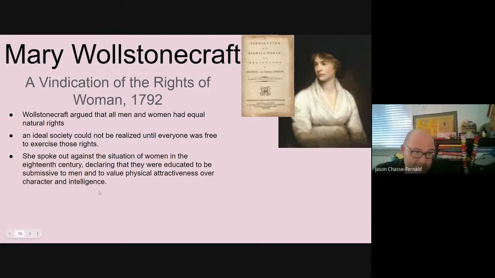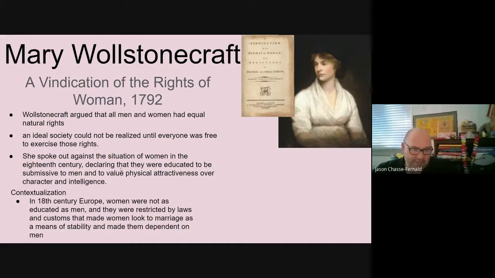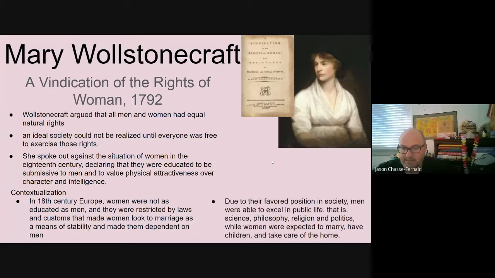And yes, so kind of understand the context in which she writes in, right? Women are not as educated as men overall, although, obviously, some parents will make decisions to educate their children, right? So like Mary Wollstonecraft's. And women, generally speaking, are restricted by laws and customs that made women look to marriage as a means of stability, right, and thus dependent on men. So, due to their position in society, men were able to excel in public life, and that is science, philosophy, religion, politics. While women were expected to marry and have children and take care of home.